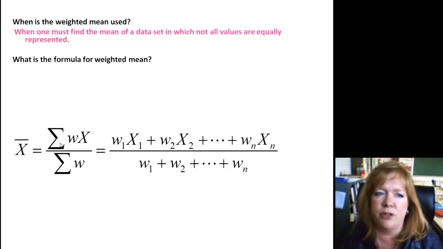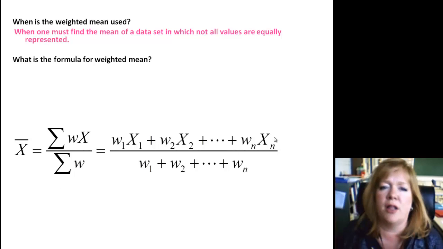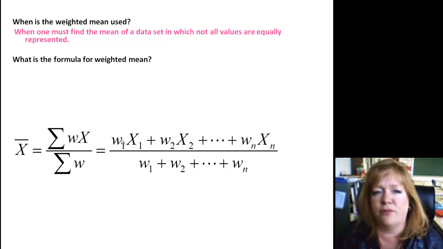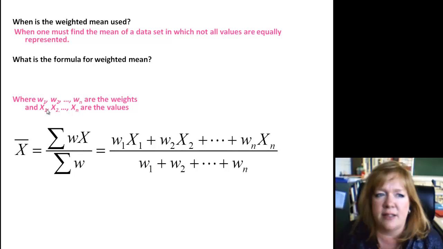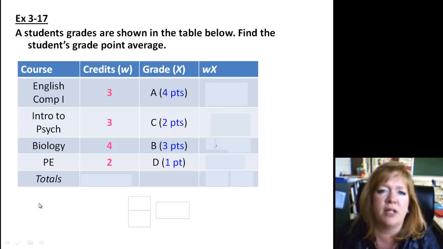I want you to know that this is the symbol for sum. You should know that. W stands for the weight times the particular data value over the sum of all the W's. So that's what all of this is. So you've got the weight for the data item 1 times the data item, and you add those all up. So the W1 are the weights, and the X1, X2, all the way to Xn are the values. For some reason that kind of messed up. So let's do an example.